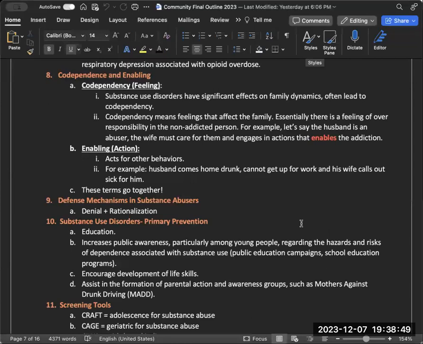So when we have that codependency, the abuser becomes more enabled. This is not a good situation because now the wife will make excuses for the husband's behavior, which will enable his behavior because she feels over-responsible for him.